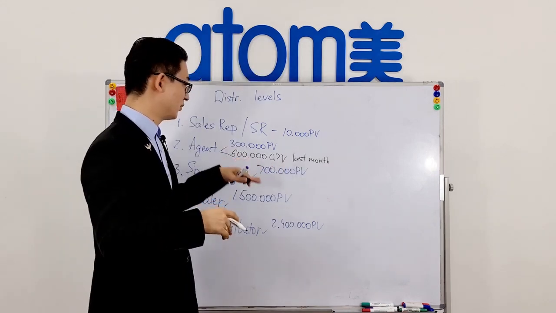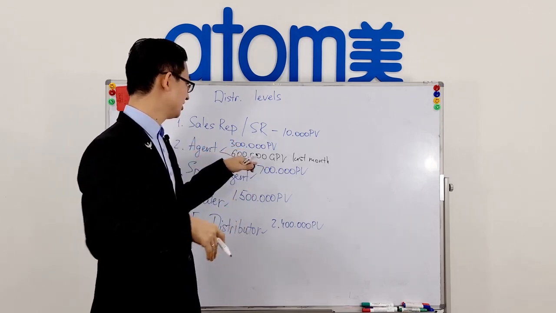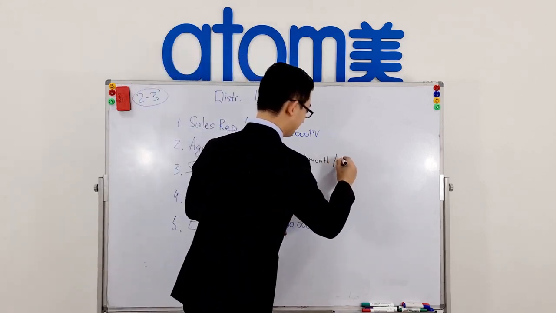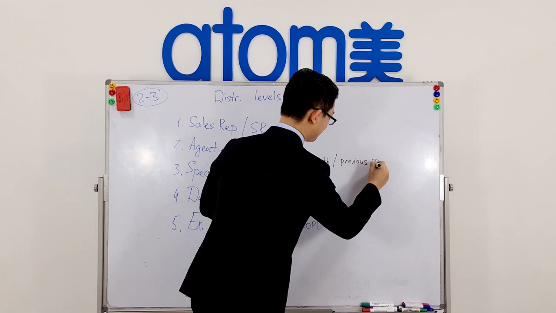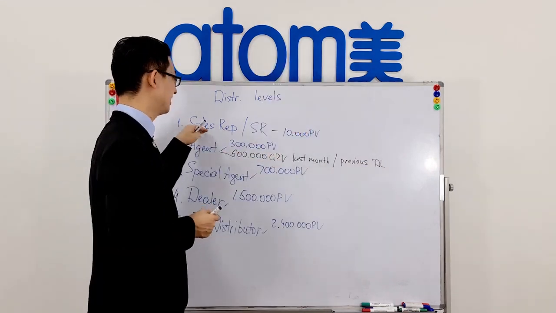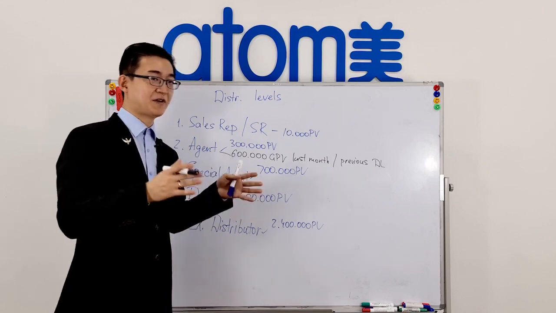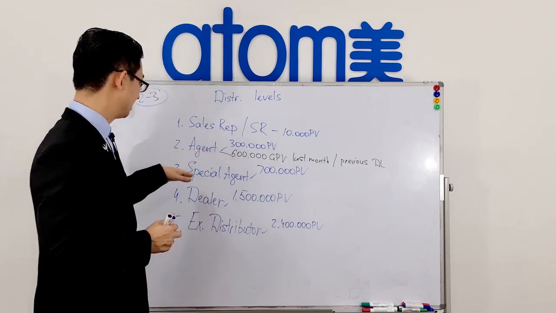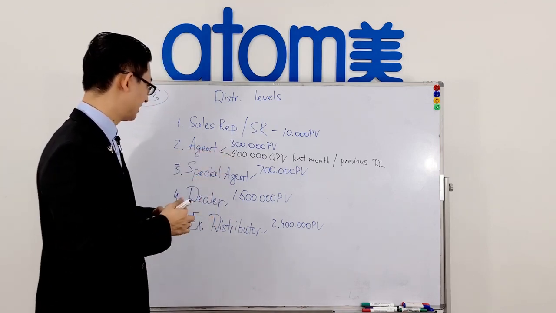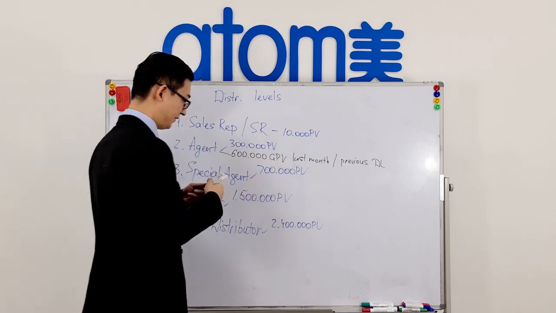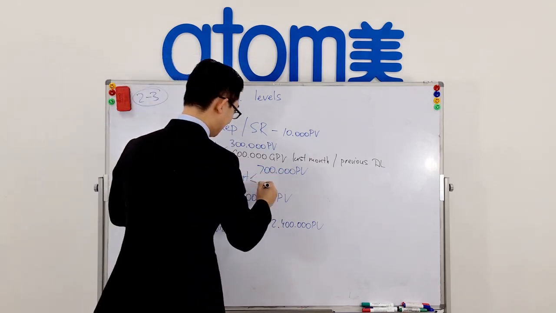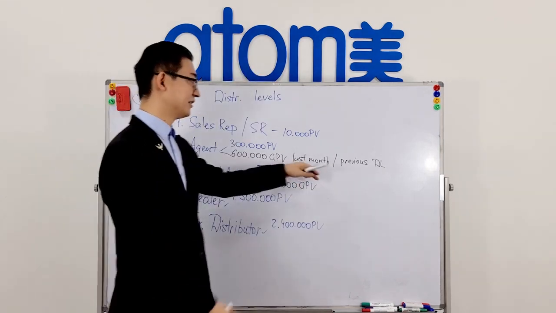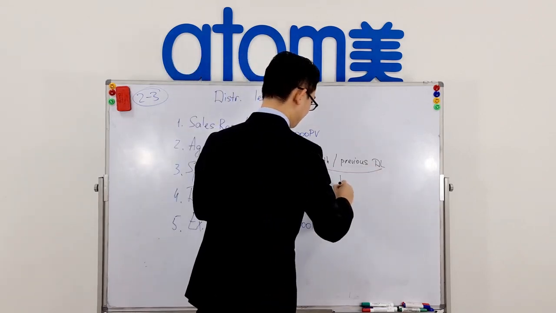That means that if you want to become an agent this month, you need to have 600,000 group PV last month. And also you need to have the previous distribution level. Last month you had to be a sales rep and you need to achieve 600,000 group PV in both legs or more, and that way you will become an agent. It goes the same way for all other levels. For special agent, if 700,000 personal PV is required, you can become one if you achieve 1.4 million group PV last month and have the previous distribution level.